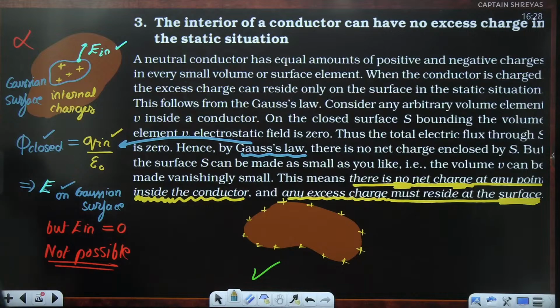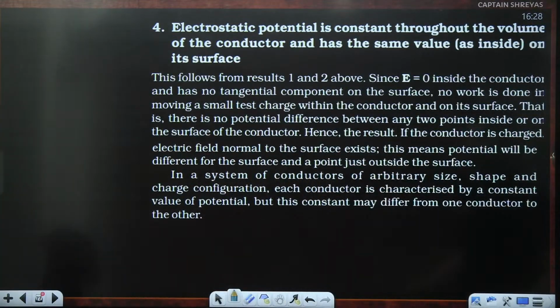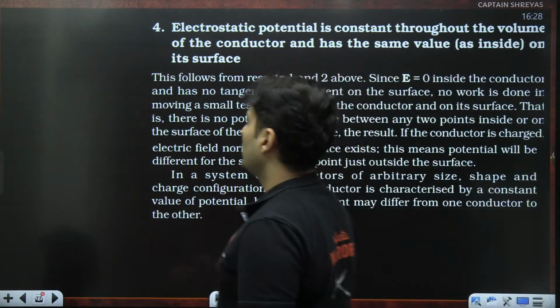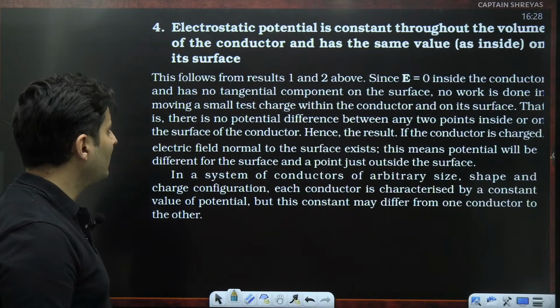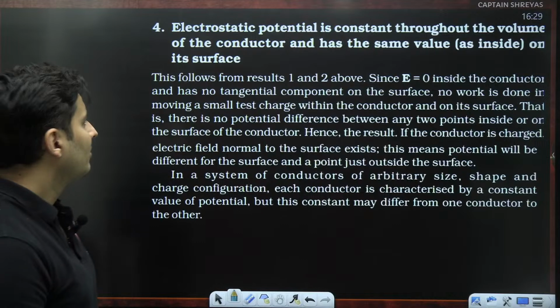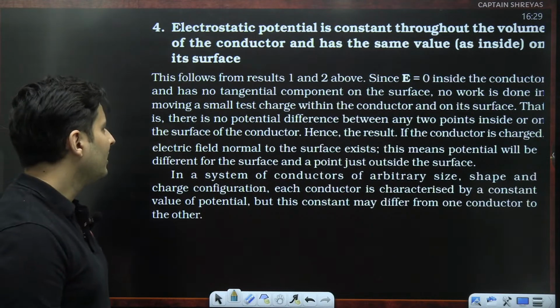Awesome. Moving on to the next property of the conductor. Electric potential is constant throughout the volume of the conductor and has the same value as on the surface. This follows from the results 1 and 2 above. Since E inside the conductor is 0, no work is done, and there is no potential difference. Hence the result. If the conductor is charged, the field is normal to the surface.